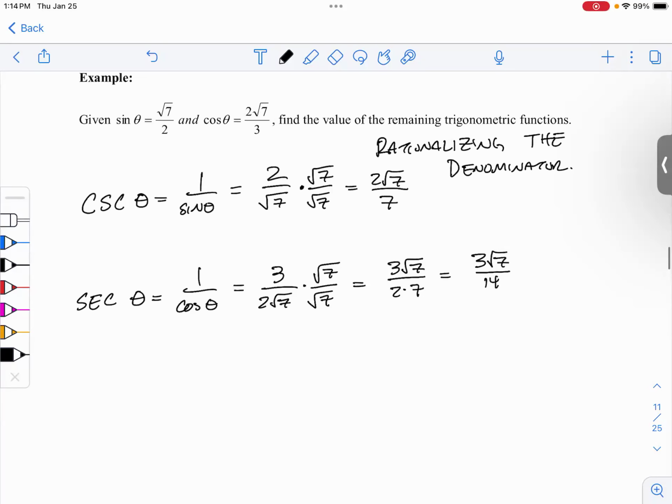Okay, so we use the 2 reciprocal identities. Now let's use the quotient identity. Tangent of theta is sine theta over cosine theta. And we have both of those, which means I have root 7 over 2 divided by 2 root 7 over 3.